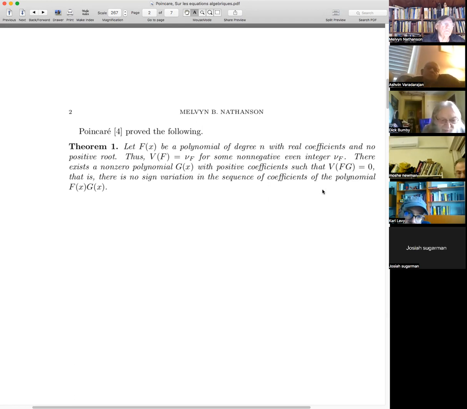So you might think for a minute how to prove that. So this is the first result that I'm going to show. If you have a polynomial with no positive roots, you can always multiply it by a polynomial g such that the product has only positive coefficients. So the Descartes number v of f times g is 0.